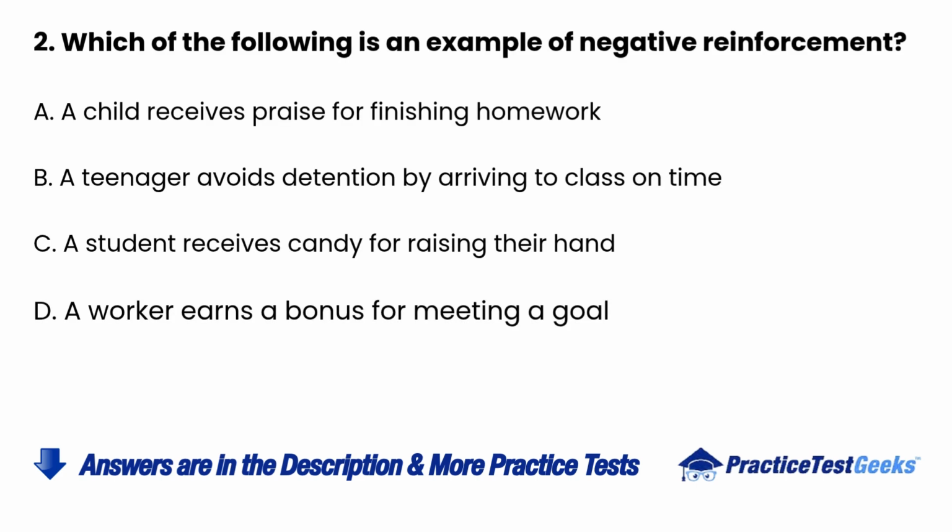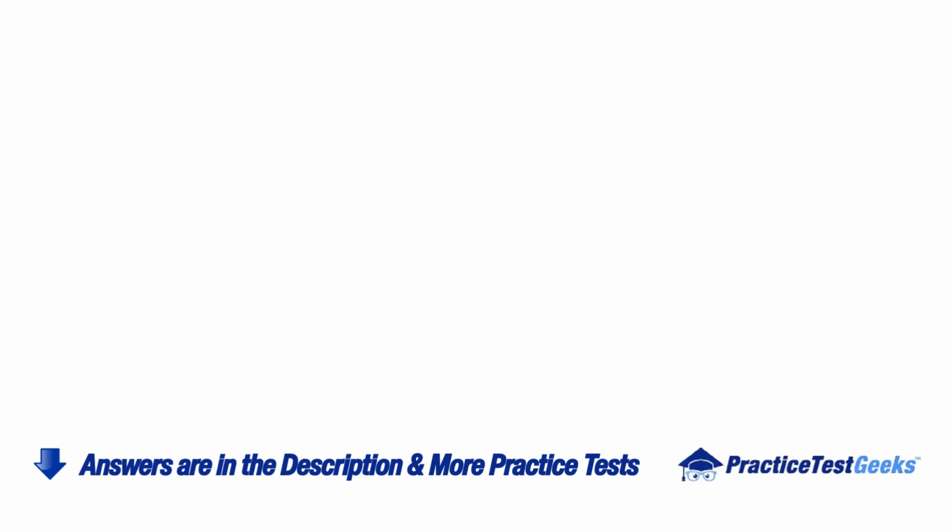2. Which of the following is an example of negative reinforcement? A. A child receives praise for finishing homework. B. A teenager avoids detention by arriving to class on time. C. A student receives candy for raising their hand. D. A worker earns a bonus for meeting a goal.